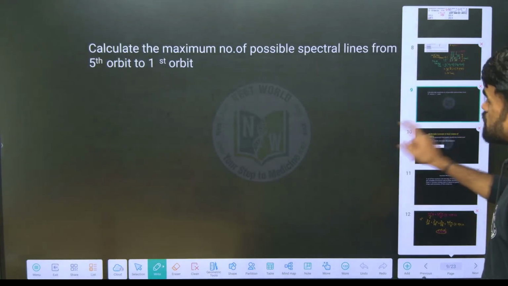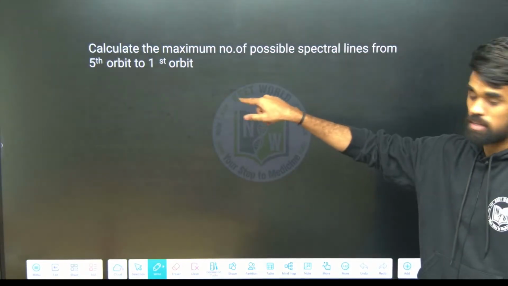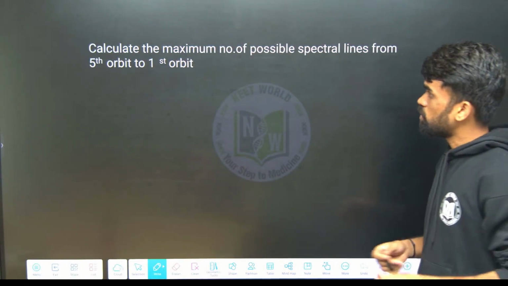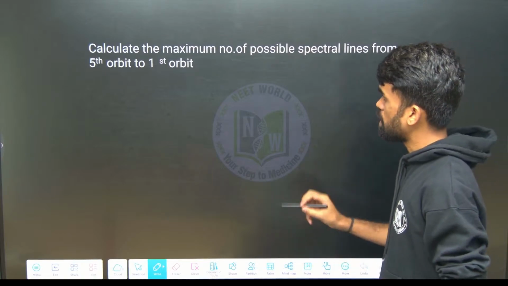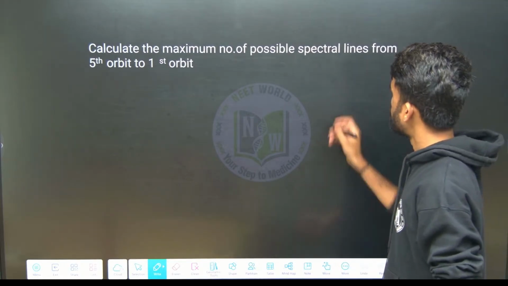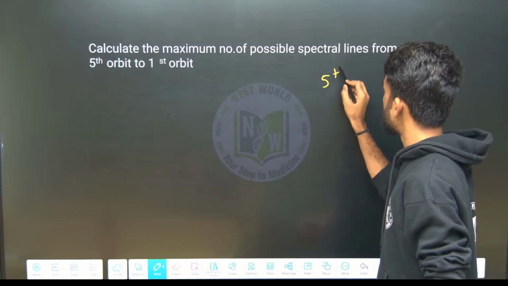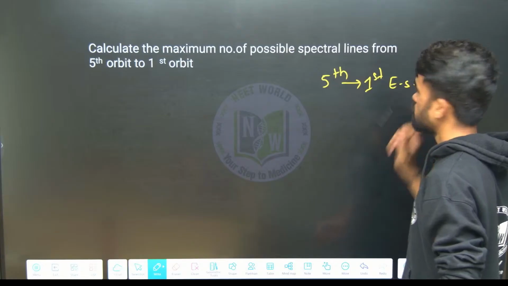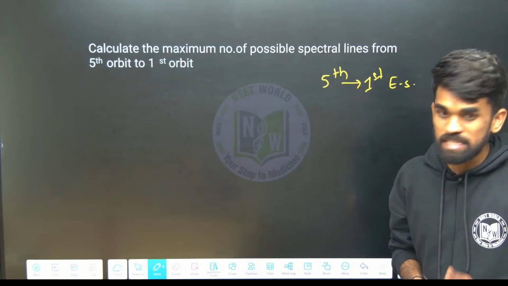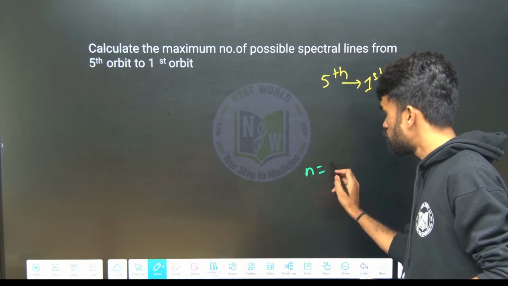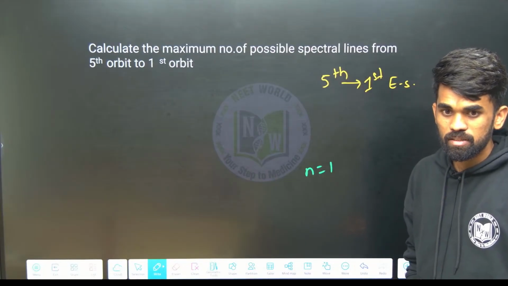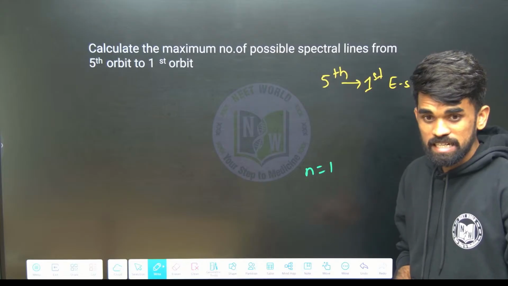Yeah, so this question only we have solved. Maximum number of spectral lines appears in... So now tell me, the maximum number of lines possible when an electron falls from the 5th state to the first excited state. What is the first excited state? If I say ground state, n equals 1. First excited state means what?